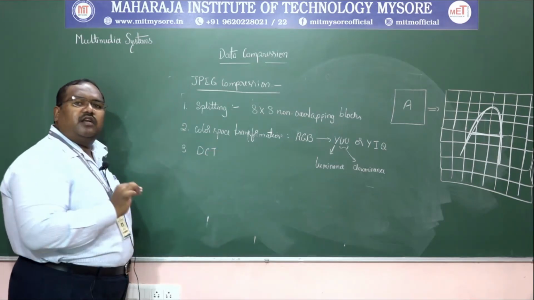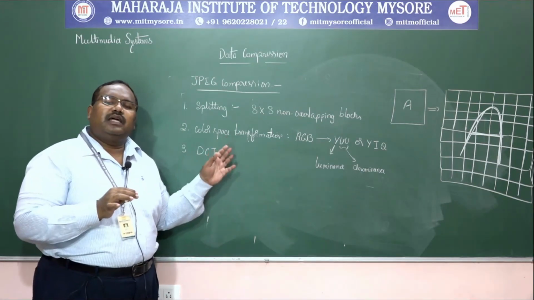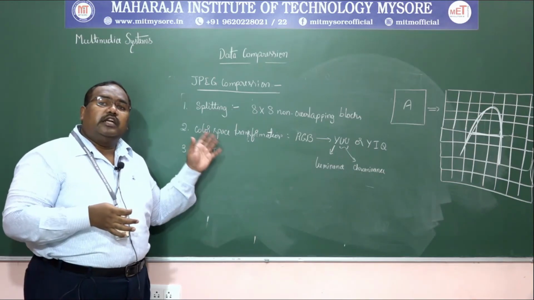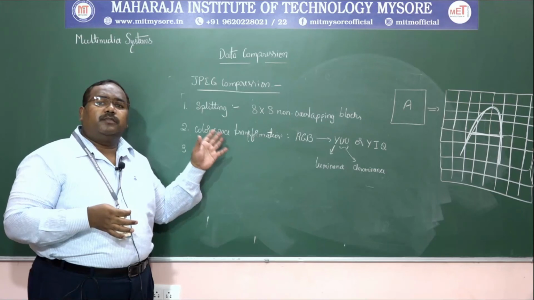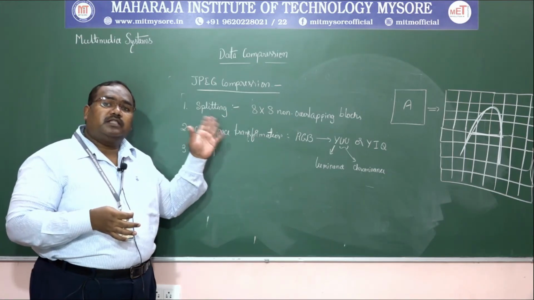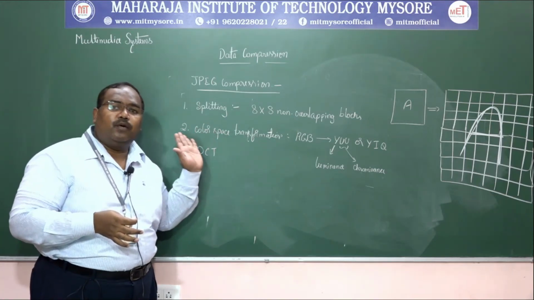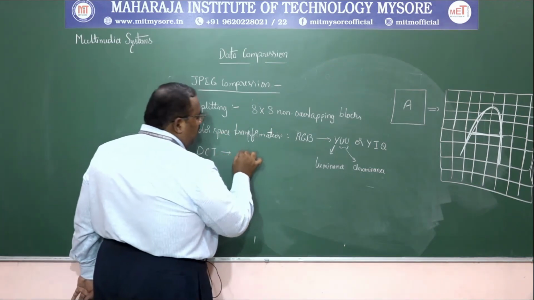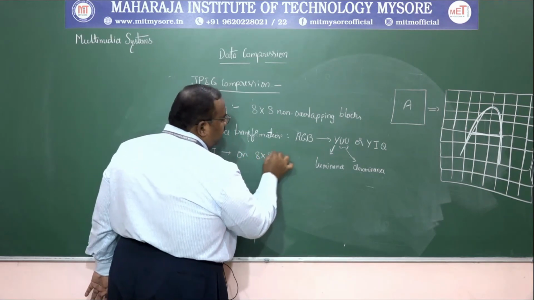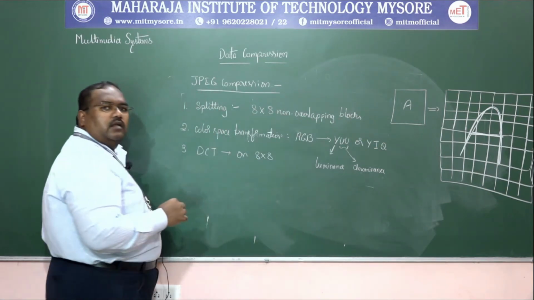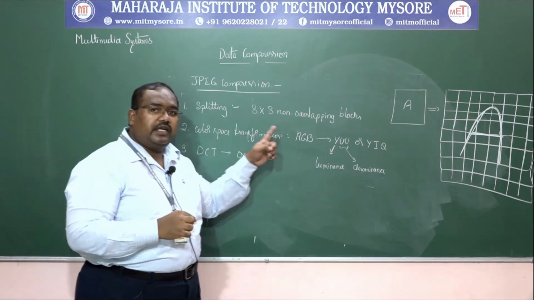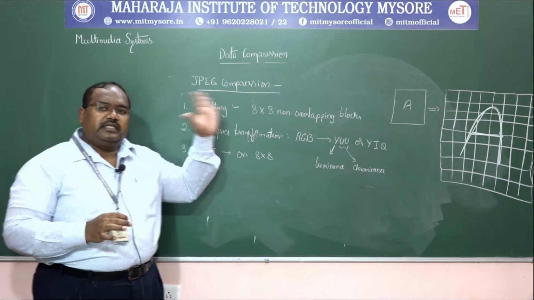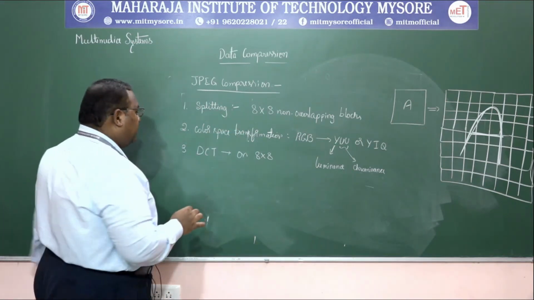What is DCT? Discrete cosine transformation, because we saw in the previous slides and previous discussion that it is the best method adopted out of 10 plus techniques. So JPEG is supporting DCT. Now we apply the DCT technique on this 8 cross 8 block. The 8 cross 8 block has been generated and the RGB to YUV conversion is done. Now we apply DCT.